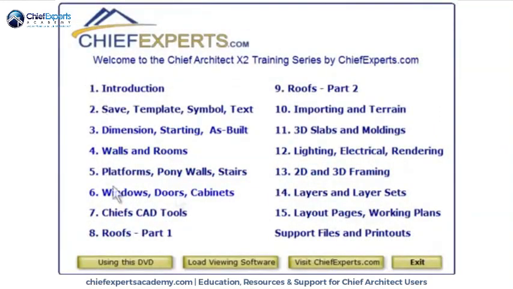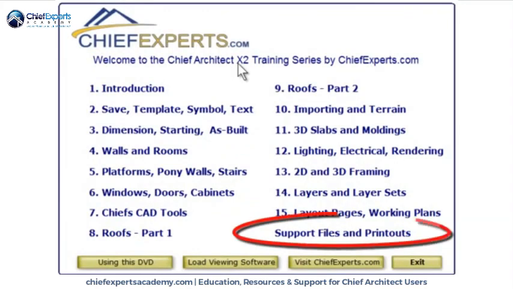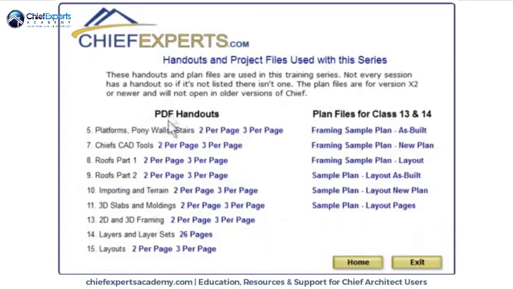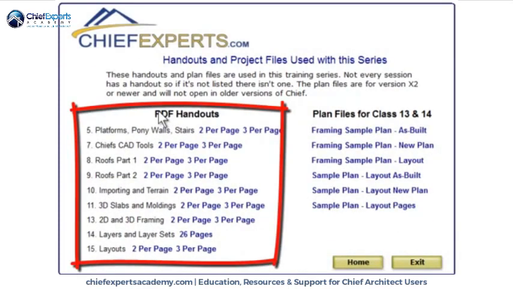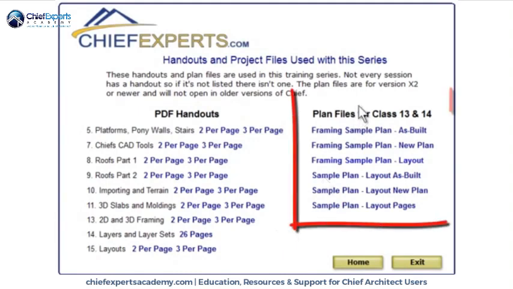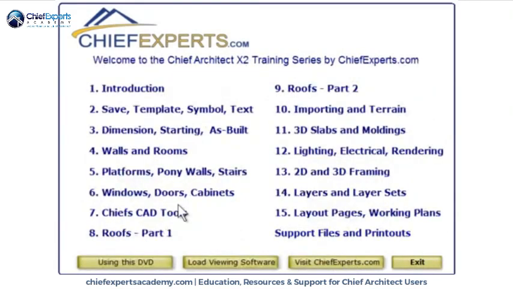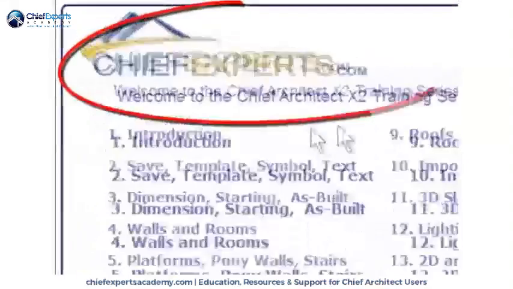So as you can see, there's a lot of information here. The X2 DVD does include over 30 hours of training on Chief Architect. There are support files and printouts that you will have available that you can use as you're watching the tutorials. Again, you can print out these different handouts, have them available, and there's also some sample plans that you can use along with the training. So again, that's a little bit about the X2 training series.